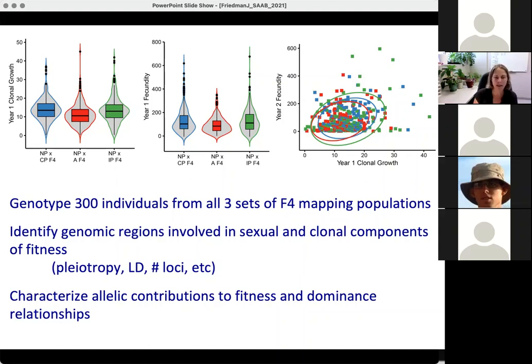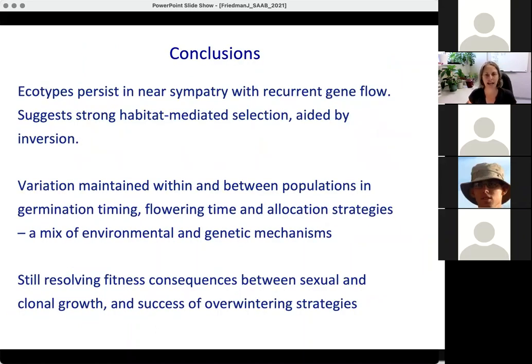which will allow us to characterize how these alleles are contributing to fitness and dominance relationships. Okay, so altogether, I hope that I've shown you that these annual and perennial ecotypes persist in near sympatry throughout their range with lots of recurrent gene flow, and yet there's strong divergence in phenotypes, which suggests that there's really strong selection and that we know that inversion is contributing to it. So genes map to that particular region of the genome.